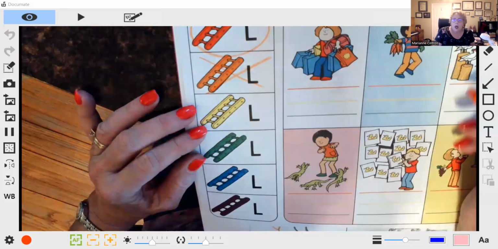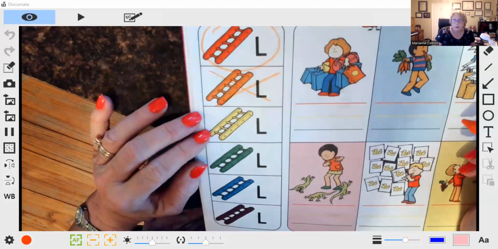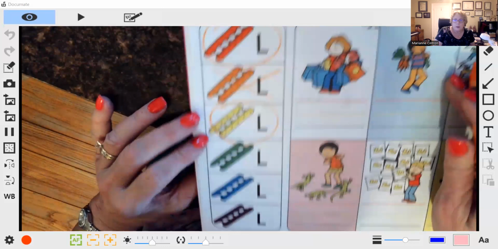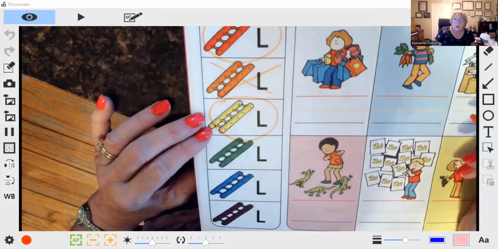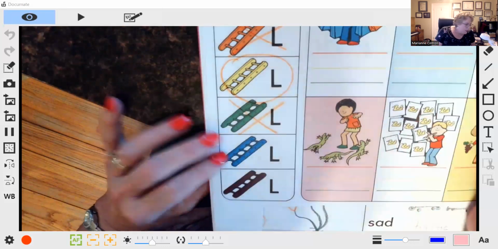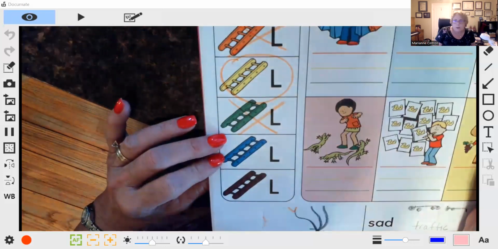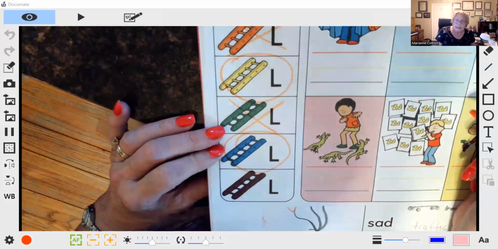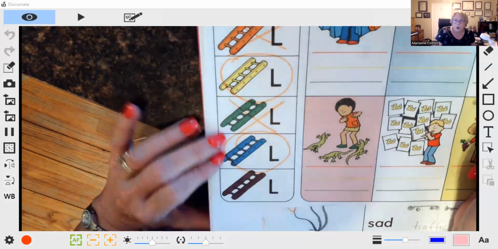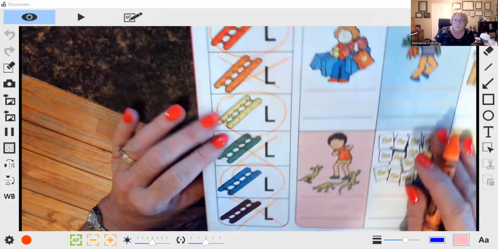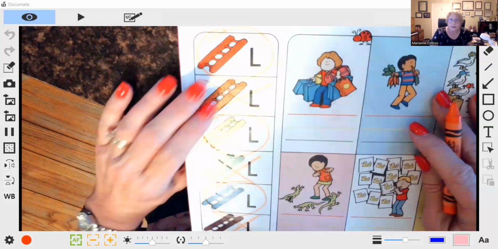Does the word log start with L? Yes. So we're going to circle the yellow ladder. Does the word dog start with L? No. Does the word lip start with L? Yes. Does the word zip start with L? No. So you see how I gave a little bit of rhyming words so your child can differentiate the sound.